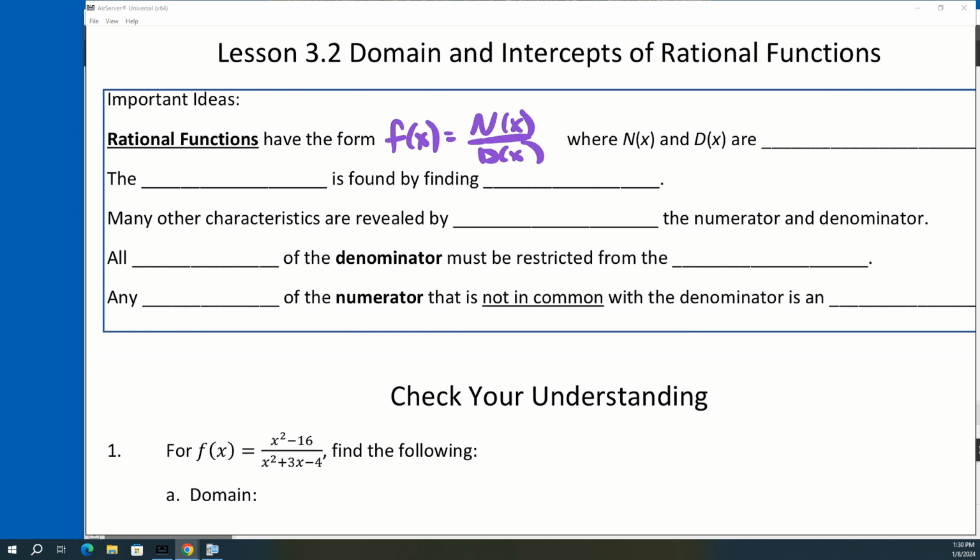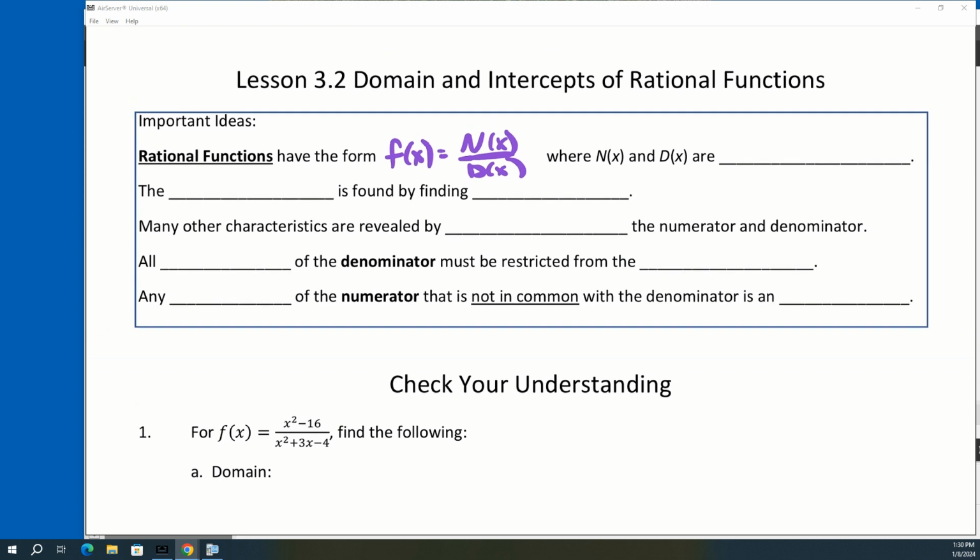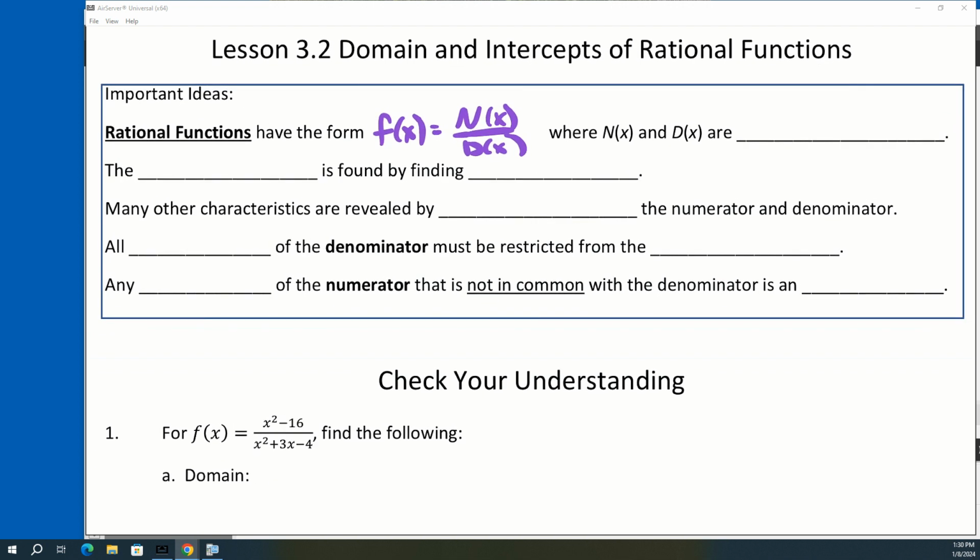What type of functions are n and d? Remember, it starts with a p. It's not the Pepto thing. Yeah, polynomial. They're polynomials.